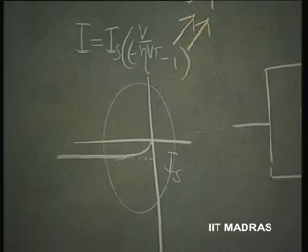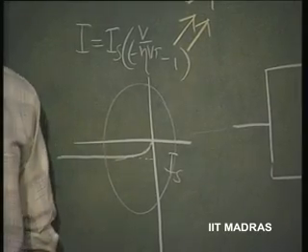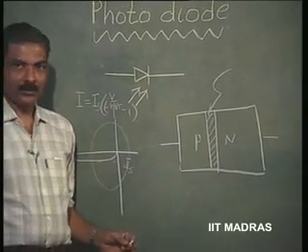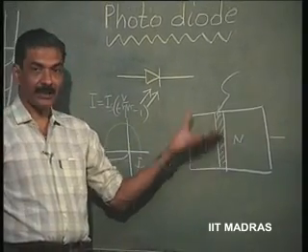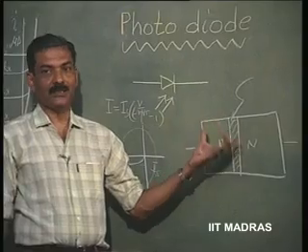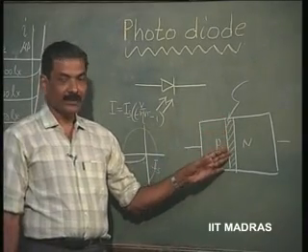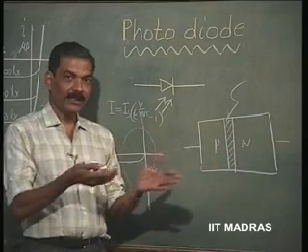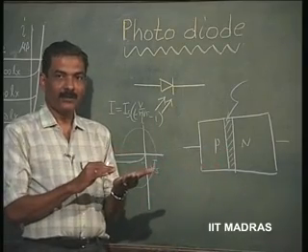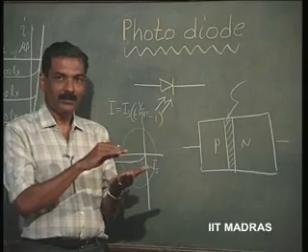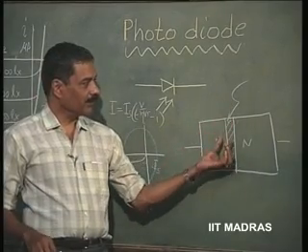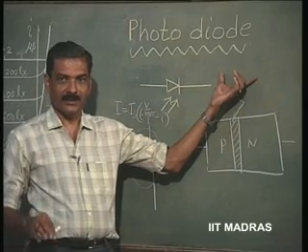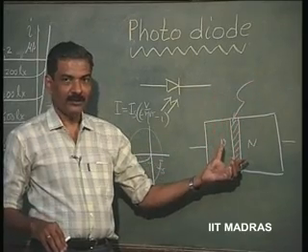Now, what happens if I make light fall on this junction? That means there should be a facility to expose the junction to light. That is the constructional feature of a photodiode, where the junction is physically exposed to light, which means these diodes will have a sort of glass window which will expose the junction directly to light. That is the only difference in constructional feature for these photodiodes.